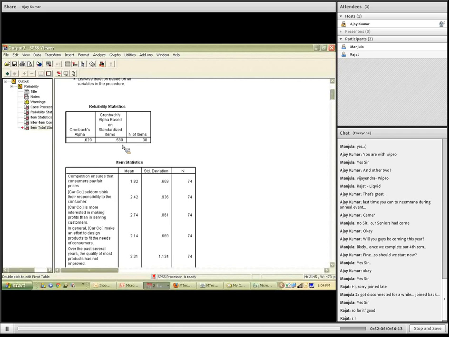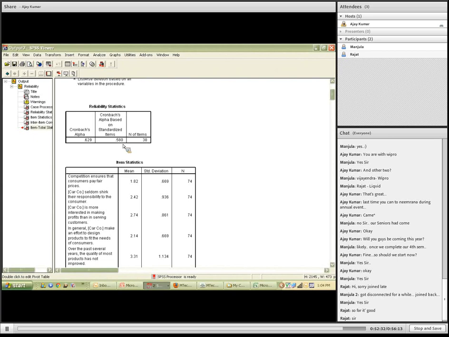Now suppose we are having 0.580, and after deleting 2 or 3 items I have this value as, say, 0.645. As a researcher, I would make it a benchmark that I would not accept the questions in a questionnaire unless I get a Cronbach alpha value of 0.7. So 0.7 is my benchmark, and that is an industrial benchmark. In industry and in research, we say that Cronbach alpha has to be at least 0.7.